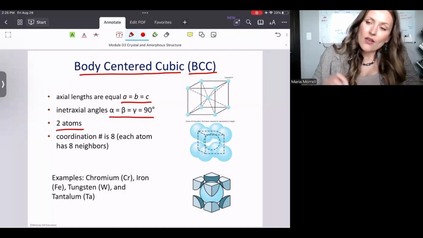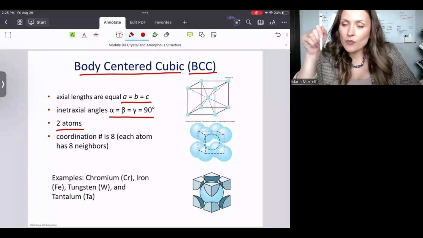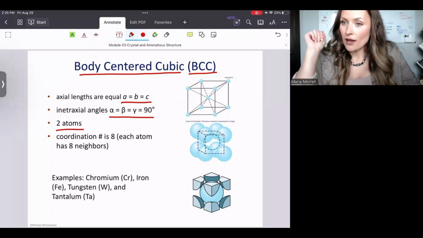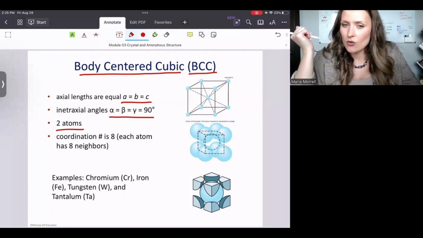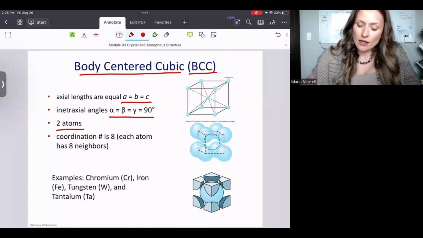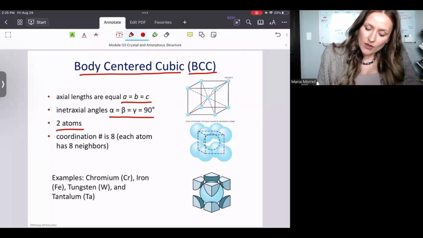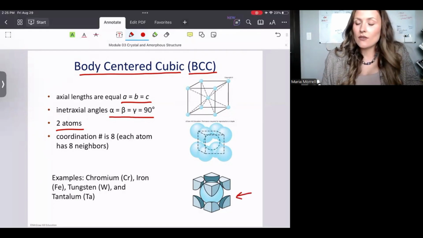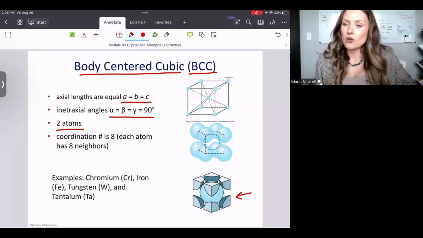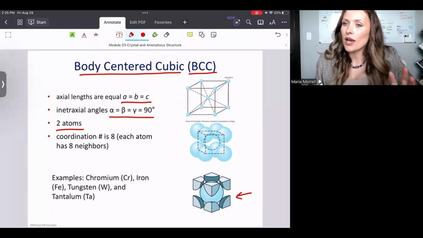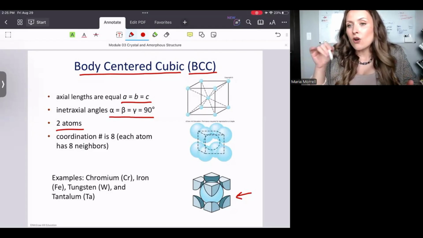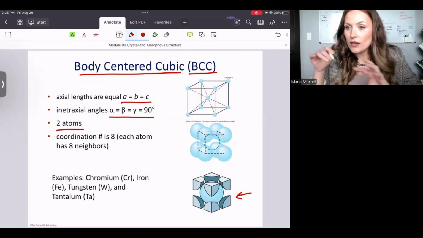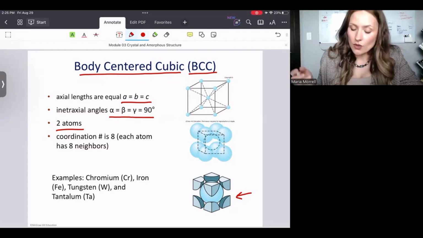Now, it says that within the BCC cell, you have two atoms. And I want you to actually understand where that comes from, right? And how do I calculate that? Okay, I think perhaps this is the best representation to help you understand why we say that there are two atoms, or in a sense, that the space occupied by atoms within the unit cell is equivalent to two atoms.